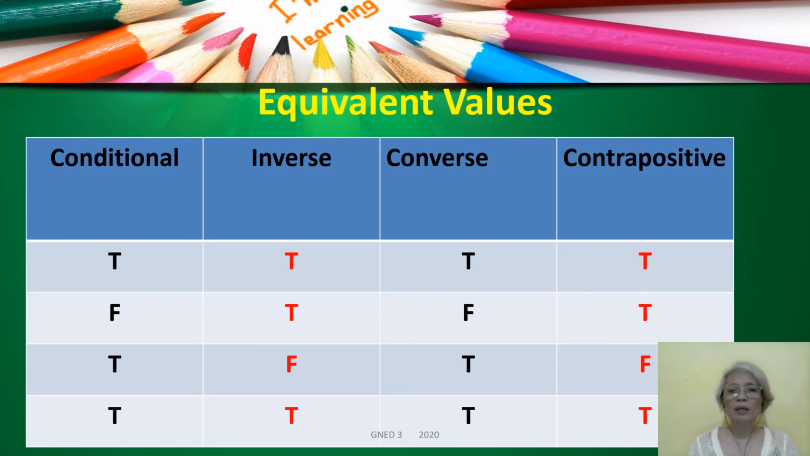So, if we compare the values, we notice that the conditional statement and the converse, the first and the third column, have the same truth values, whereas the inverse and the contrapositive, the ones written in red, are equivalent. They have the same truth values. What does this tell us? In any argument, a converse statement can replace a conditional and vice versa. Also, in any argument, an inverse can be replaced by a contrapositive statement and vice versa. It will not affect the truth values.